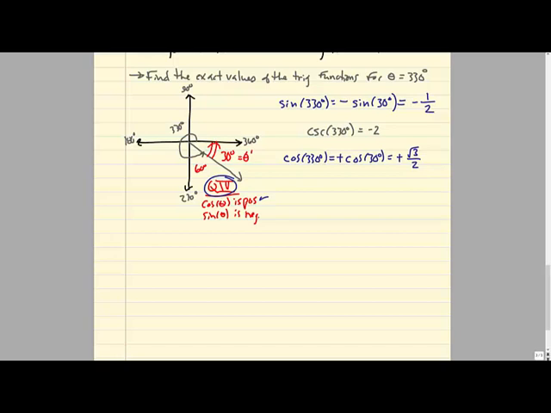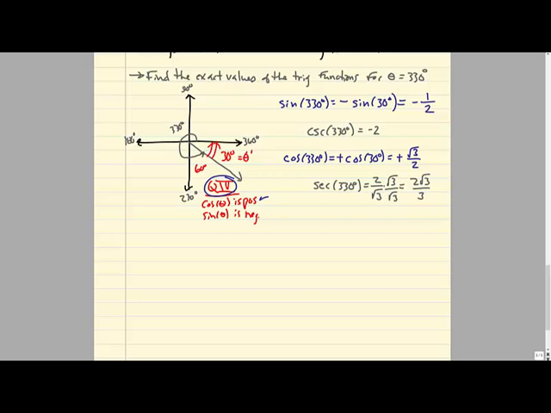And of course, when you enter this in MyMathLab, you don't put in the positive sign, you only put in a sign if it's negative. Now we also know the reciprocal of cosine is secant. So I know the secant of 330 degrees is the reciprocal, so that would be 2 over root 3. And then of course you'd rationalize the denominator. So that's 2 root 3 over 3.